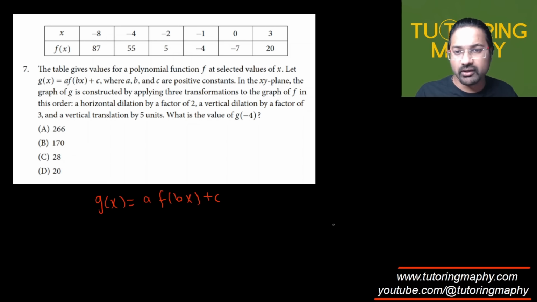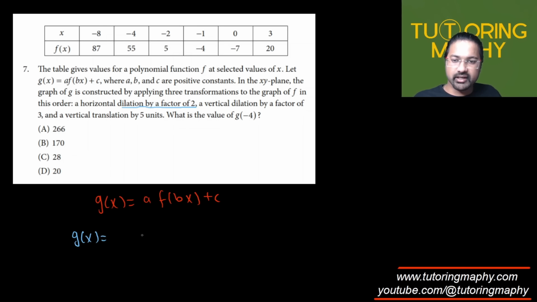So first we look for what the function g of x is when translated with a horizontal dilation of a factor of 2. As soon as there is a horizontal dilation, this is going to look like f of x over 2, because that's the horizontal dilation of 2. Then they talk about the vertical dilation by a factor of 3. It means that it is just 3 times of it, so we just multiply by 3. And finally there is a vertical translation of 5, which means that you just add 5 to it.